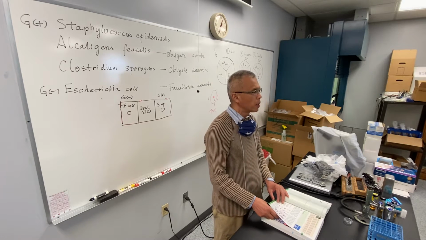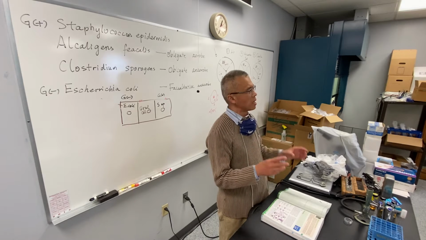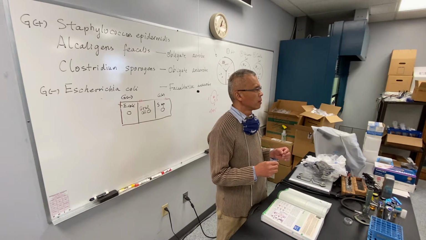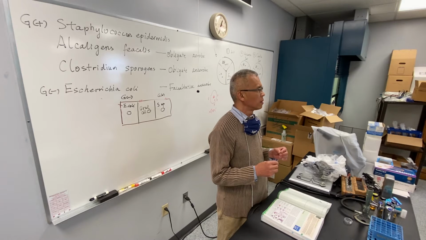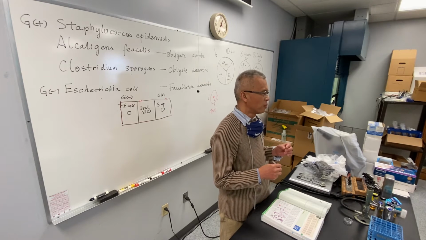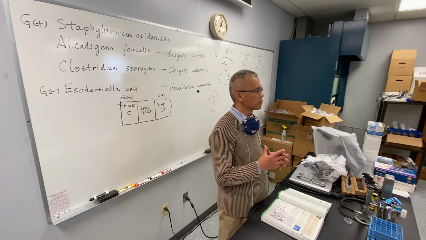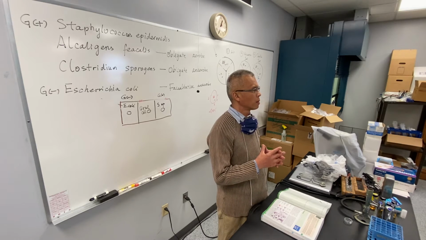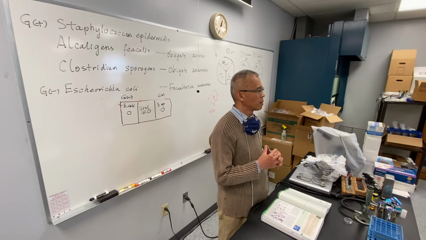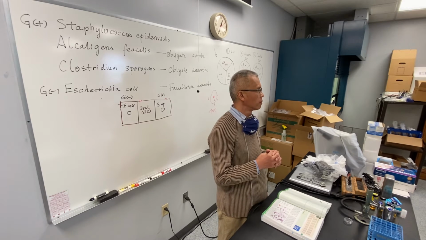Anybody can remember the difference between Gram-positive and Gram-negative cell walls? One of them has something that starts with a P. I can't remember. Peptidoglycan, right? Yeah. And what's the difference between the two types of cells? Anyone?